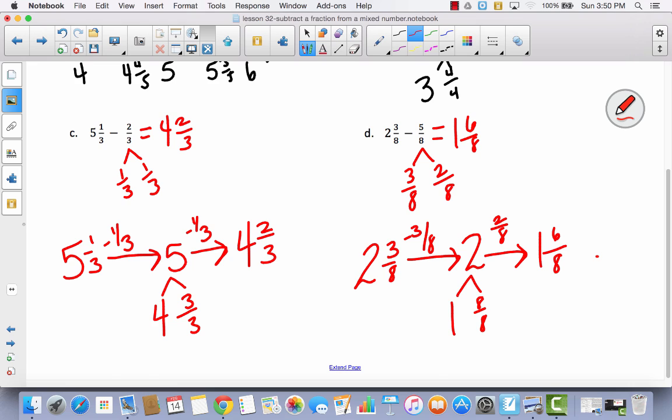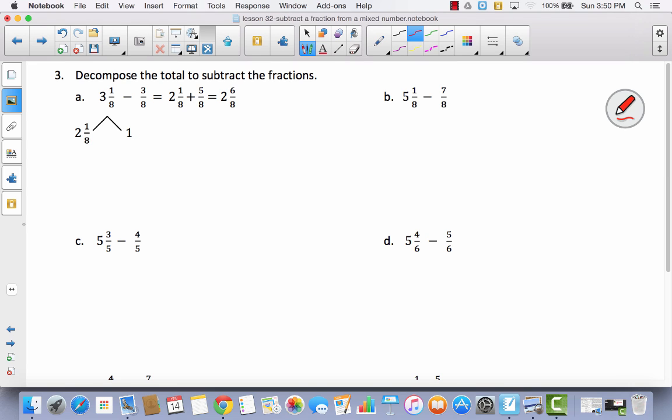Okay, we got a couple more here to do. All right, this time it says decompose the total to subtract the fractions. So let's look at what they did here. So they said, well, we can take 2 and 1/8 and we can break it down into 2 and 1/8 and 1 whole, as you can see here. And then they said, okay, well, let's take 2 1/8, and then we're going to add 5/8 to it.